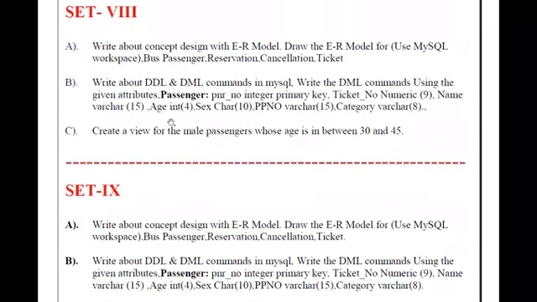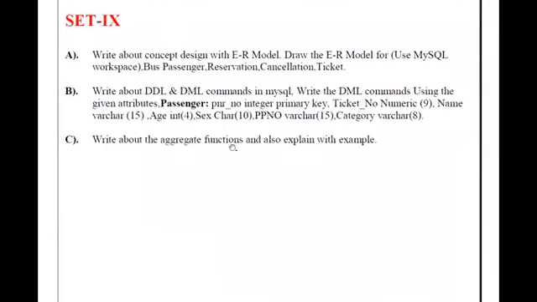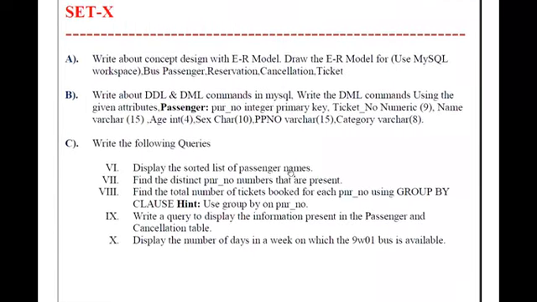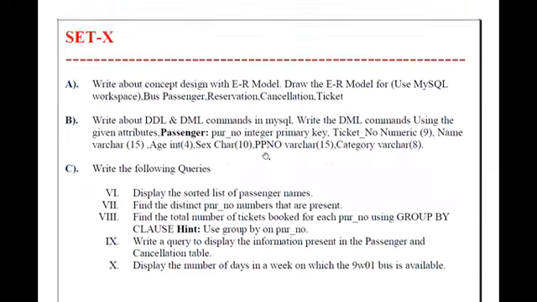Set number 8: create a view. 2 questions are common. The third question is to create a view for male passengers whose age is between 30 and 45. In this case you have already created a passenger table, and on that passenger table you create one view. Next, set number 9: 2 questions are common. Write about the aggregate functions and explain with an example. This question is repeated. Last set: 2 questions are common, and the third question again gives some queries. So this is about the question paper.